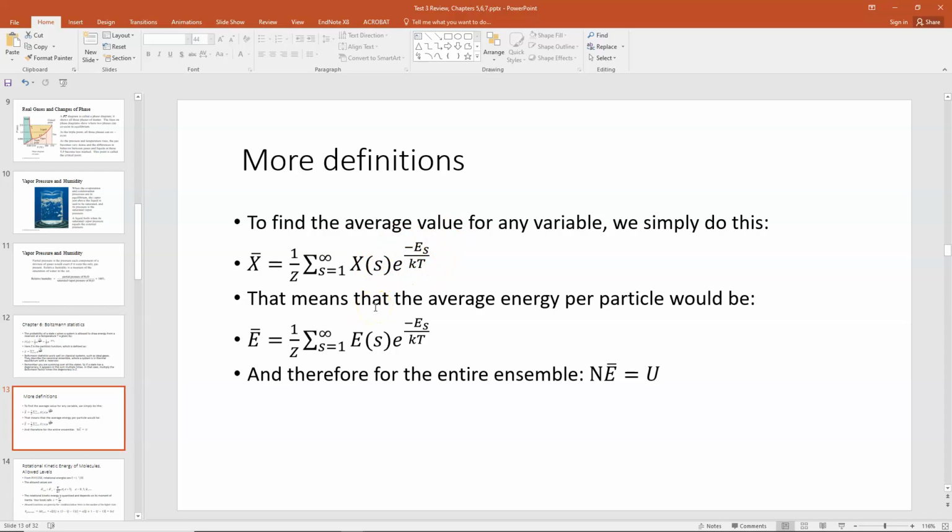And that means that you could calculate your average energy, E bar, by doing 1 over your partition function times the sum over all the states of the energy of the state times the Boltzmann factor for the energy. And of course, remember to multiply by the degeneracy. And that means that for your entire ensemble, your number of particles, big N, times the average energy would give you your internal energy.